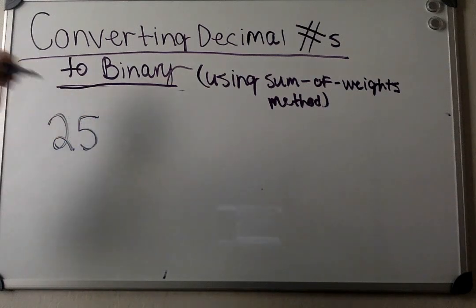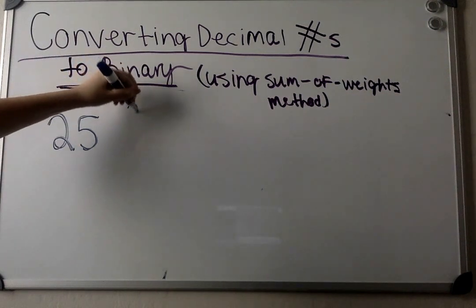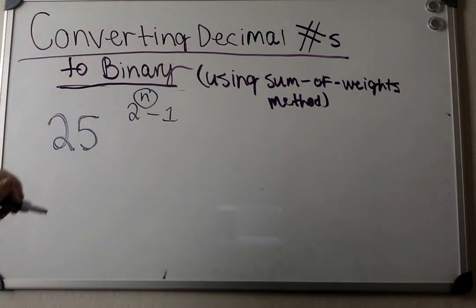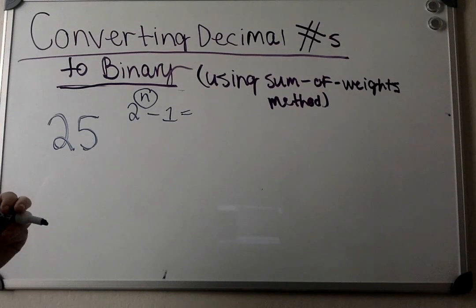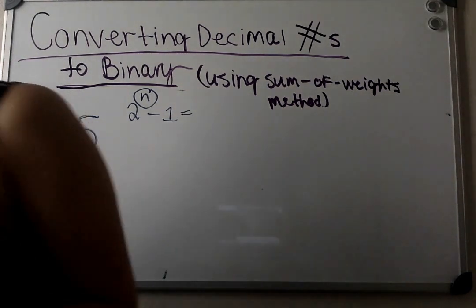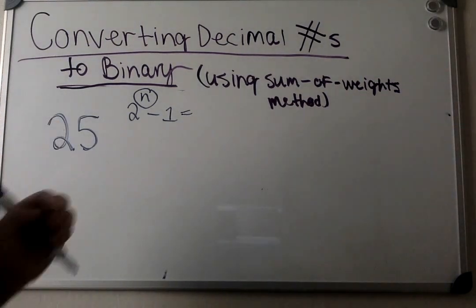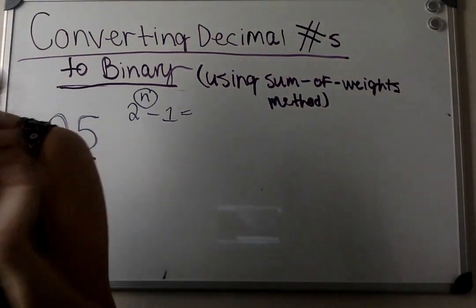Okay, now first you need to find the number of bits you need to represent this. The formula for that is 2 to the n minus 1, with n being the number of bits that you need. Let's see what would work. 2 to the 3 minus 1 would be 7, and that does not work. 2 to the 4 minus 1 is 15, that doesn't fit either. 2 to the 5 minus 1 is 31, and that fits. So we're going to need 5 bits to represent 25.